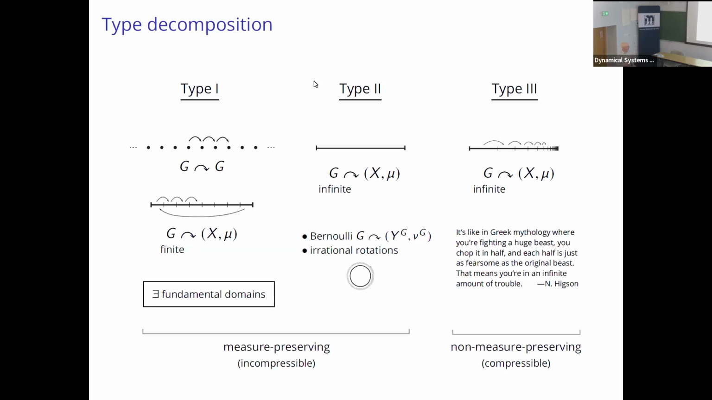In the type 3 case, that's just there for completeness. So you can read there Nigel Higson's quote. So yeah, if you chop this in half, somehow you get just 2 replicas of the original beast, which are equally as fearsome somehow. But if you cut a type 2-1 space or type 2 space in half, you very frequently get 2 copies of the original thing, but at a smaller scale. So you have made an improvement somehow. But in the type 3 case, everything looks the same somehow.